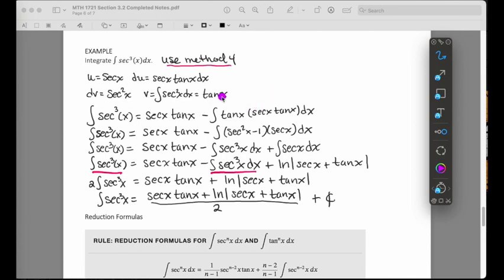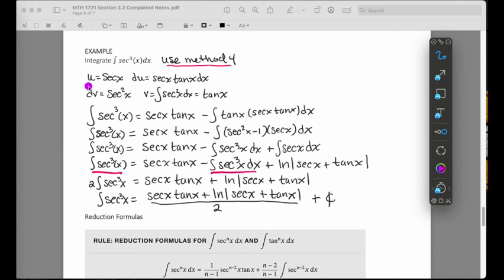Because our value of k is even, k is our power for tangent, which in this case is 0, and j is odd, which in this case j is 3, so that's odd, we should use method 4. Now method 4 tells us to use integration by parts and to use the Pythagorean identity, tan squared x is equal to sec squared x minus 1, as a substitution.